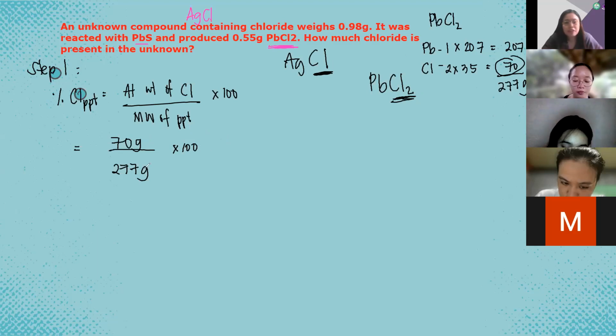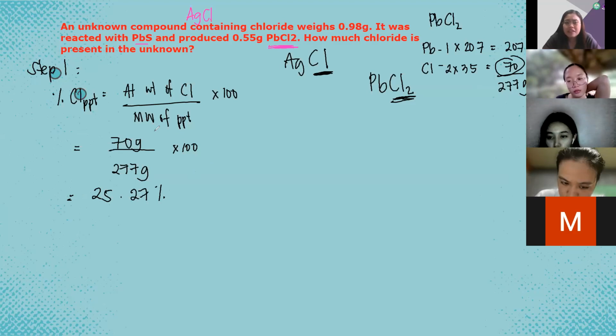Pero the rest of the computation class, pareho na siya. So 70 divided by 277 times 100 is 25.27%. So, ganun pa rin yung computation. Ito lang yung gusto kong ipakita sa inyo. Na kapag dalawa ang chloride, ang sulfide, or whatever element is we are looking in the problem, you have to consider the atomic weight also. It will be doubled or tripled depende sa number of atoms ng element na yon sa precipitate mo. I hope that is clear.